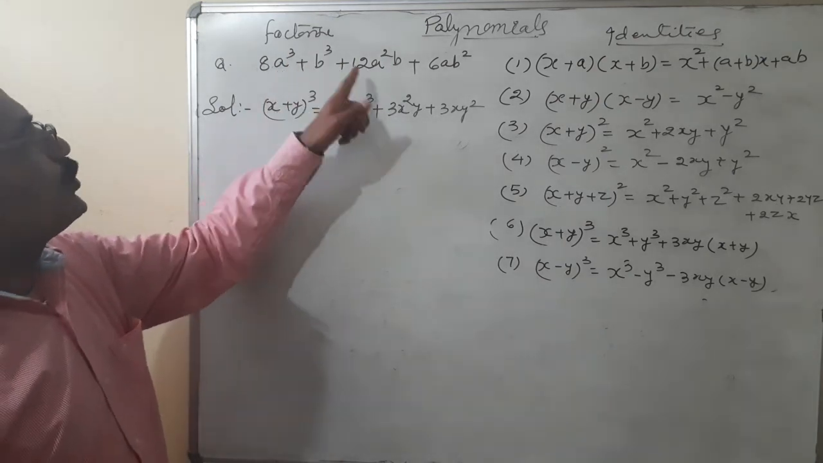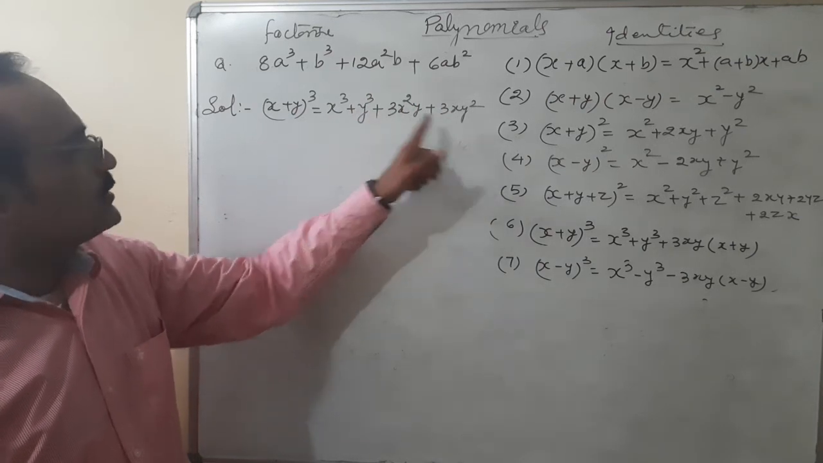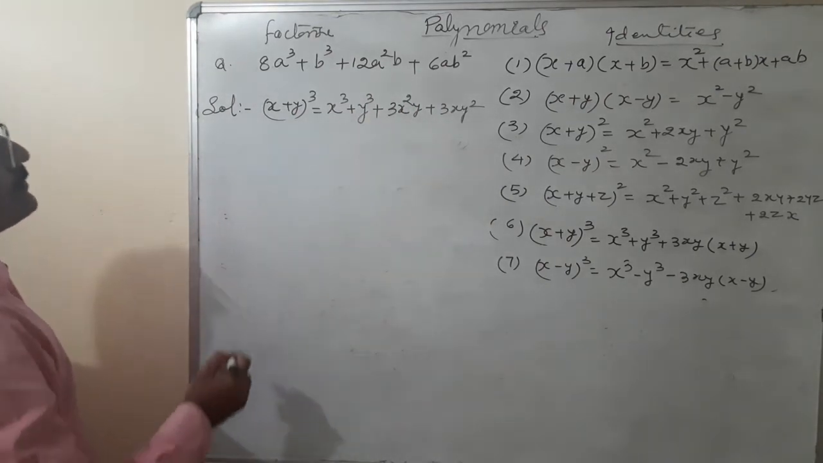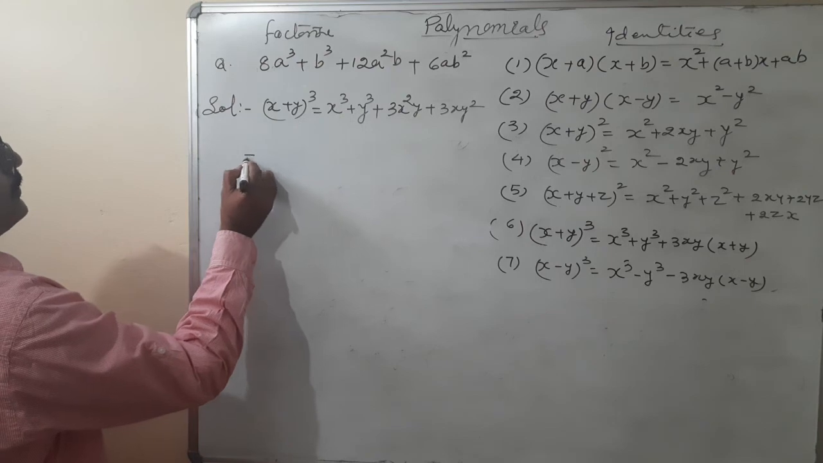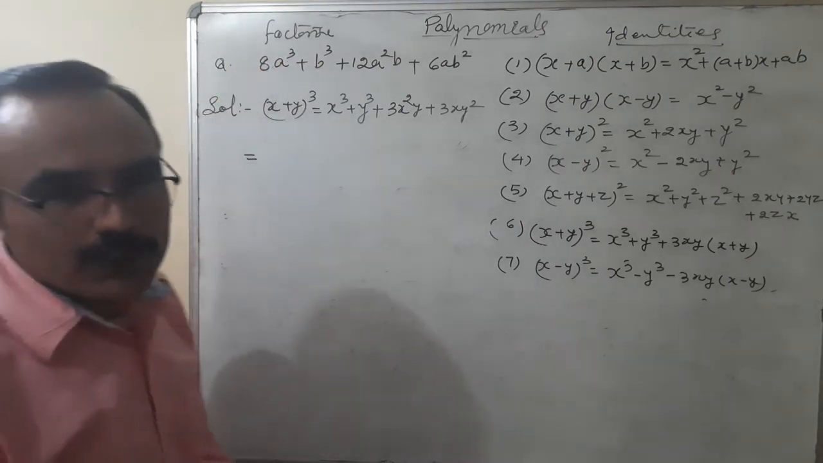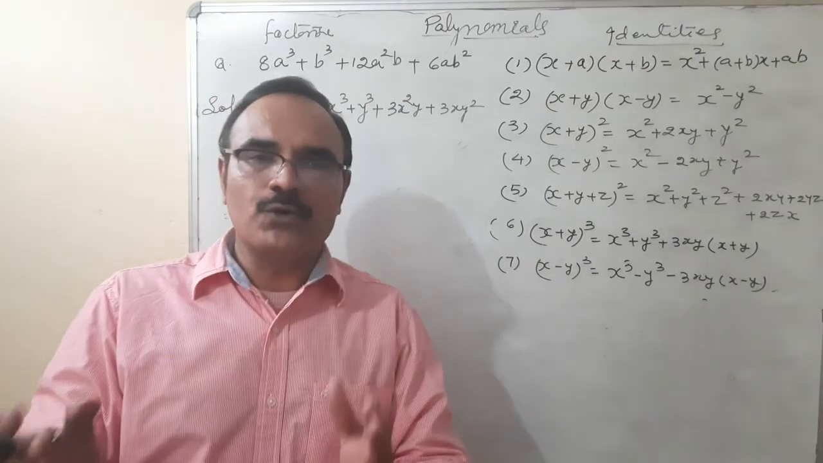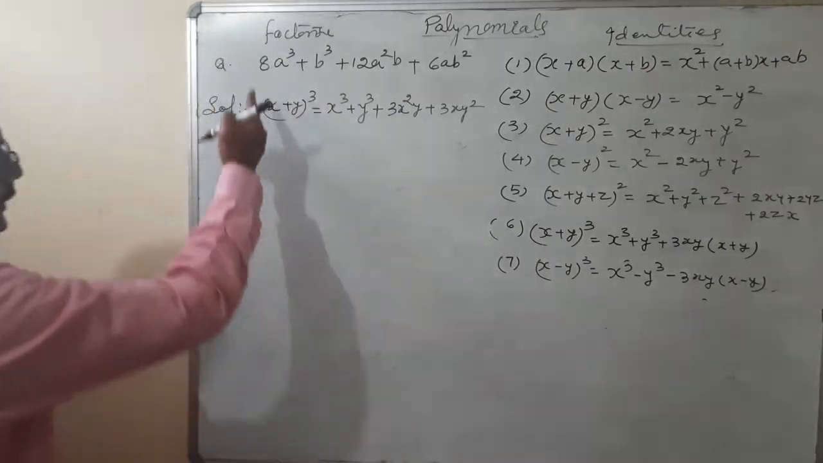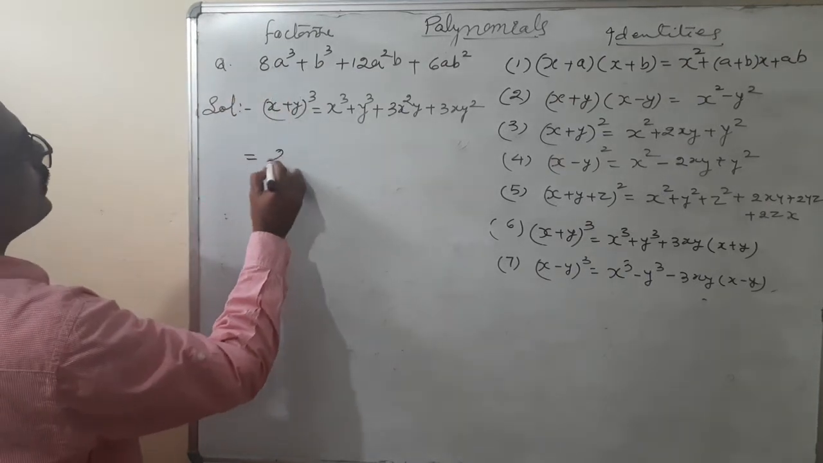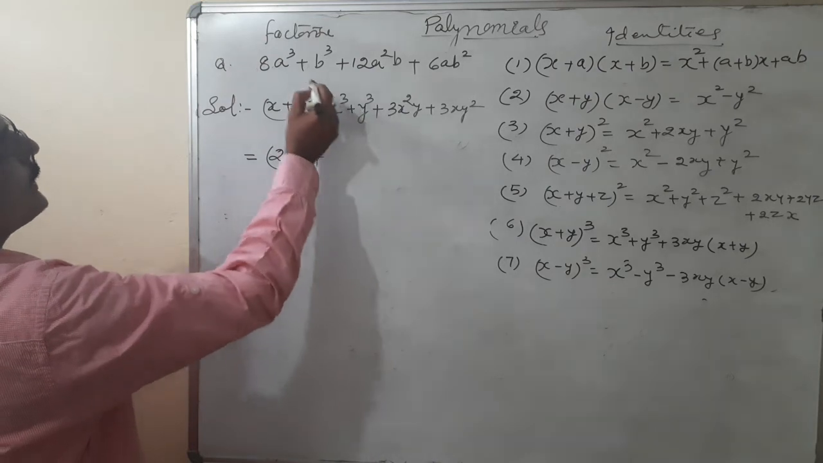8a cube plus b cube plus 12a square b plus 6ab square. And I want to match this properly to the right hand side terms. This means x cube. How to write this term in the form of whole cube? Because it is 8a cube, and 8 can be written 2 into 2 into 2, so (2a) whole cube. So in place of 8a cube, I can write here (2a) whole cube plus y cube.